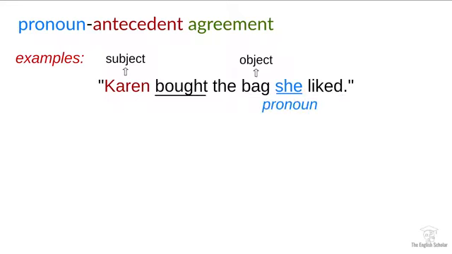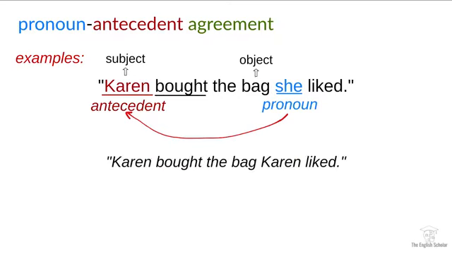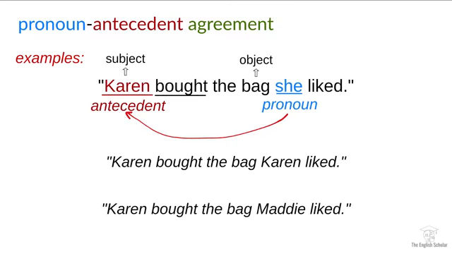She here is the pronoun we use as a substitute for Karen to avoid redundancy, because if you don't replace it, it will be like this. Karen bought the bag Karen liked. It would have been fine if we are talking about a different person who liked the bag, like Karen bought the bag that Maddie liked. But since we're talking about the same person, Karen, we use the subjective pronoun she. And since Karen is a feminine name, and she is alone performing the action, which means that it is singular, we use the pronoun she.